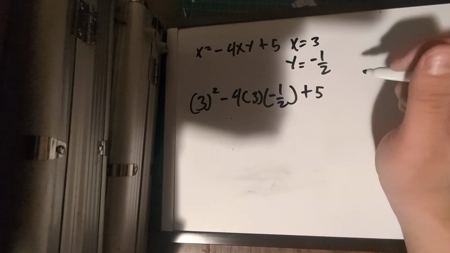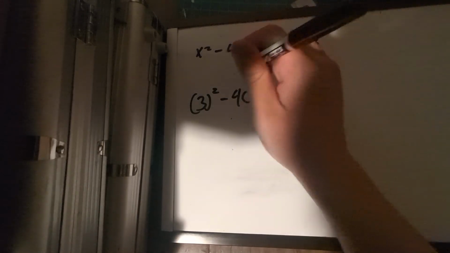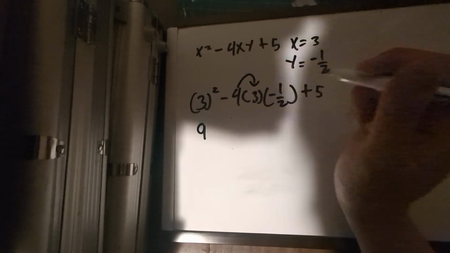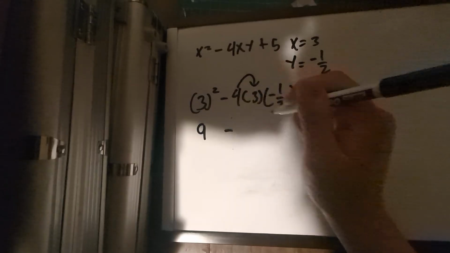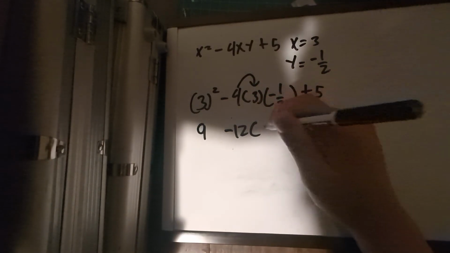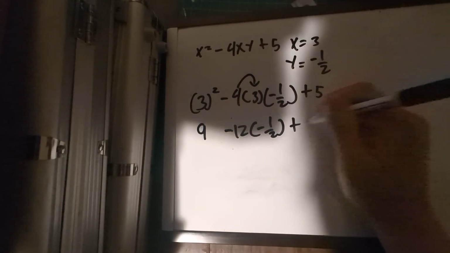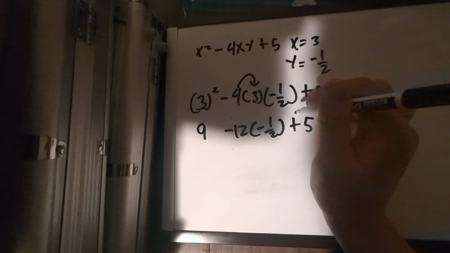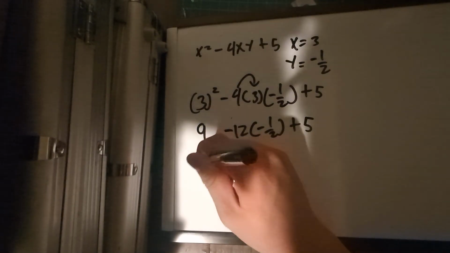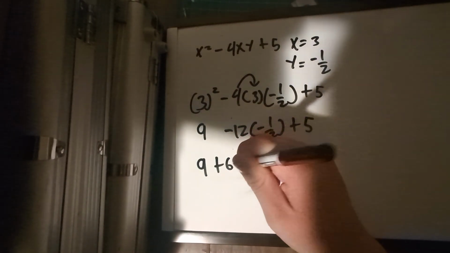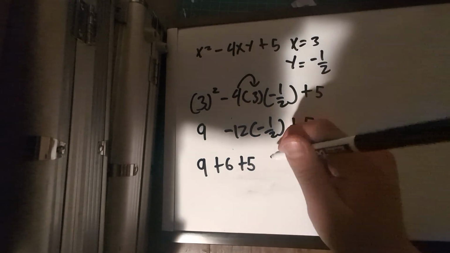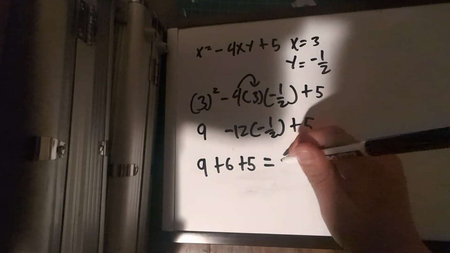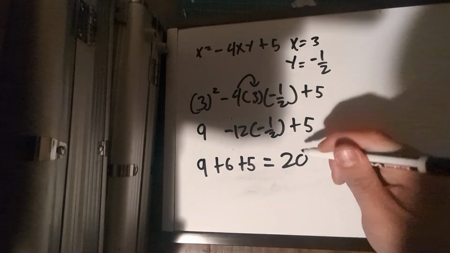Okay, like I said, I'm going to go ahead and follow PEMDAS. So this is going to become 9. Going to bring that over. This is going to become negative 12. We're going to apply that negative half onto there. That means this is going to become positive 6. Remember, negative times a negative equals a positive. So it's going to be 9 plus 6 plus 5. But bada bing, bada boom. This is pretty easy. 9 plus 6 is 15. 15 plus 5 equals 20. Boom. That's our answer.